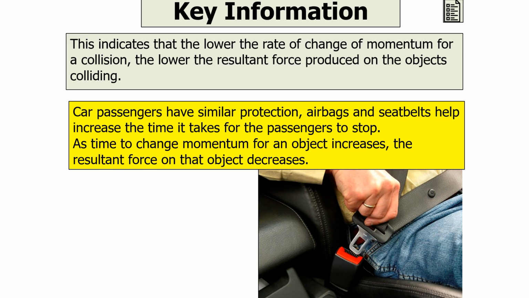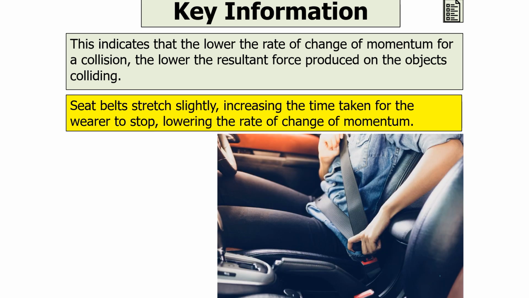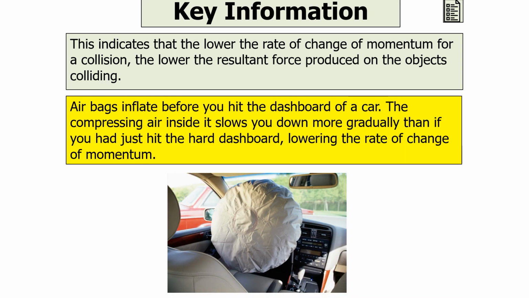Car passengers have similar protection. Airbags and seatbelts help increase the time it takes for the passengers to stop. As the time to change momentum increases, the resultant force on that object, the person, decreases. So seatbelts will stretch slightly, increasing the time taken for the wearer to stop, lowering the rate of change of momentum. Airbags inflate before you hit the dashboard of a car, so the compressing air inside it slows you down more gradually than if you just hit the hard dashboard, lowering the rate of change of momentum.